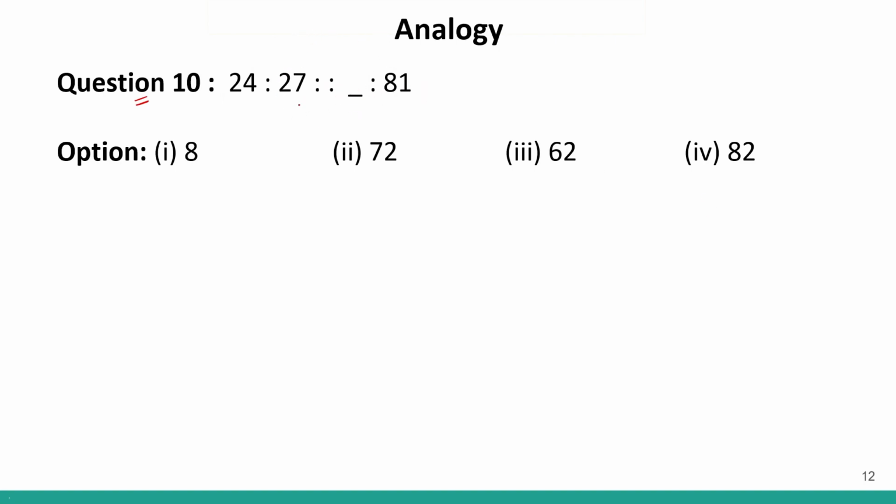Now let us look at another logic. 24 can be written as 3 into 8 and 27 can be written as 3 into 9. Correct? This can be written as 3 into 8 and this can be written as 3 into 9. This can be written as 9 into 9. So over here we have 3 common multiplication by 8, 3 common multiplication by 9. So now we will have 9 common multiplication by 8 and 9 common multiplication by 9. So if I put 9 into 8, what will be the answer?